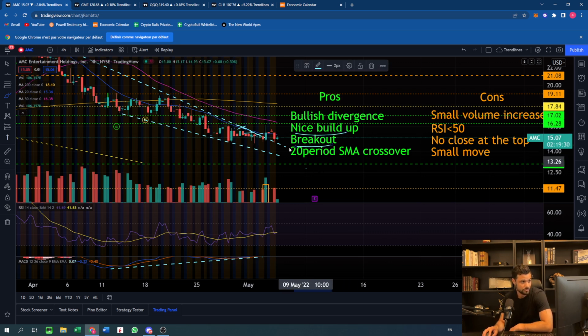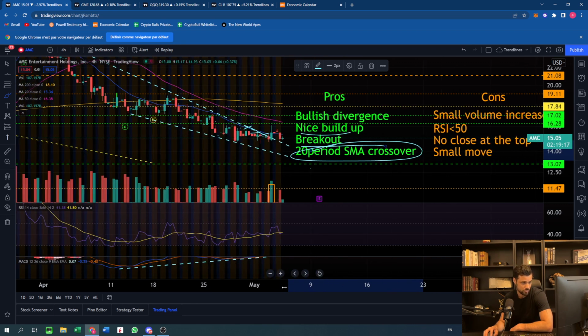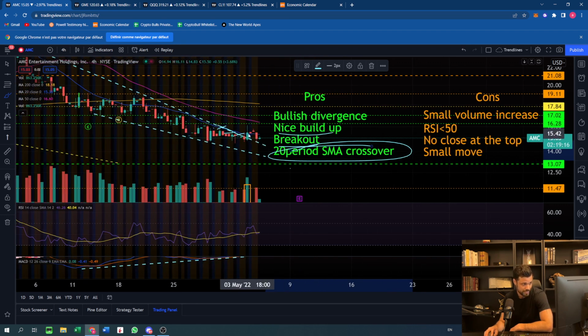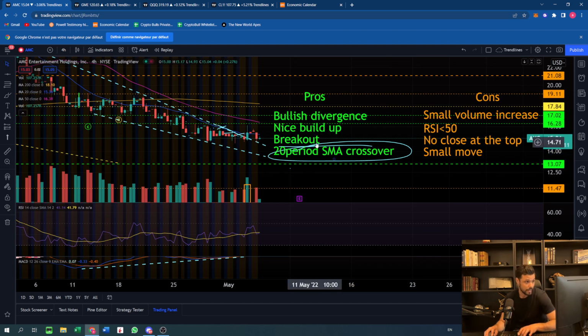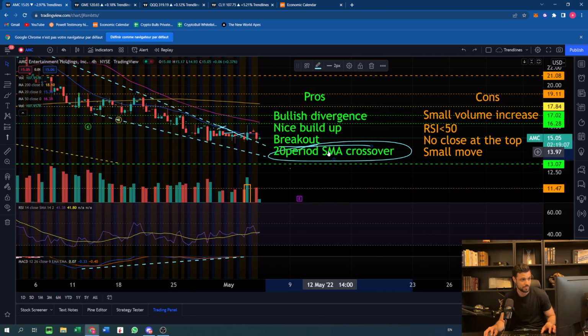We had the breakout, and we closed above the 20 period SMA. Once again, you check the 20 period, whatever the time frame you're using, all right? Because this is the right moving average to use for a crossover. And here we had this crossover, so this was very positive. Now we had some signs that this breakout is not strong.